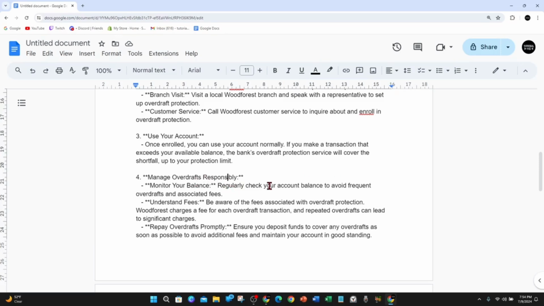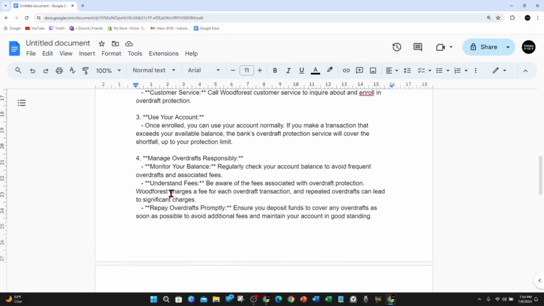So monitor your balance. Regularly check your account balance to avoid frequent overdrafts and associated fees. Be aware of the fees associated with overdraft protection. Woodforest charges a fee for each overdraft transaction, and repeat overdrafts can lead to significant charges, so be very mindful of that.